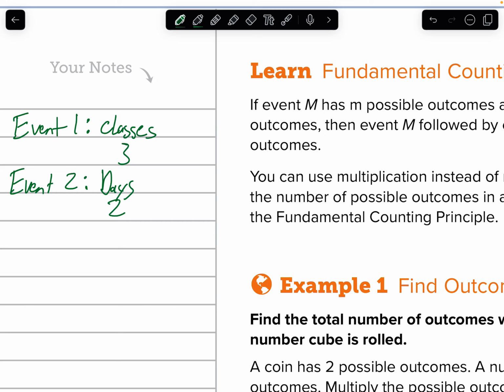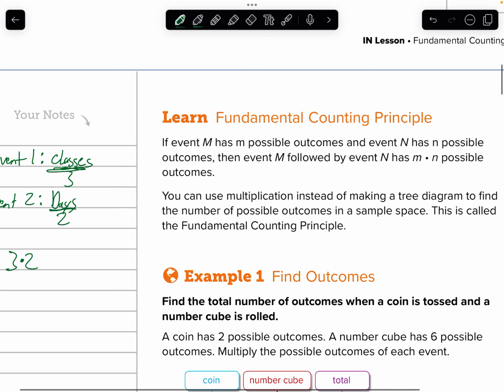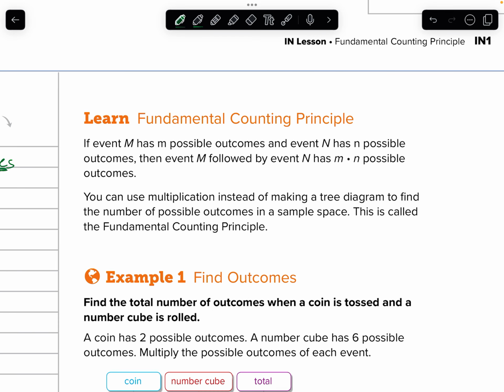We're saying that in event 1, the classes, there are 3 outcomes. In event 2, days, there are 2 outcomes. So the total number of outcomes is going to be 3 times 2. It says you can use multiplication instead of making a tree diagram to find the number of possible outcomes in a sample space. This is called the fundamental counting principle. Okay. Already we've introduced several vocabulary terms. Vocabulary is going to be critical for us during this unit, because there are going to be a lot of different words that have specific meanings. So let's make sure we're understanding those vocabulary terms.